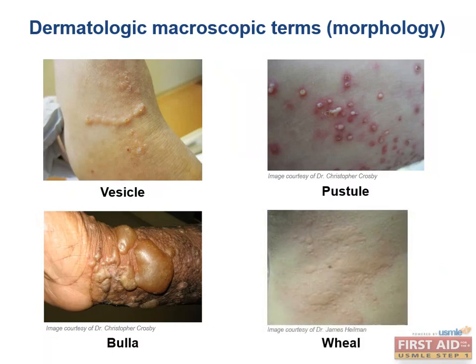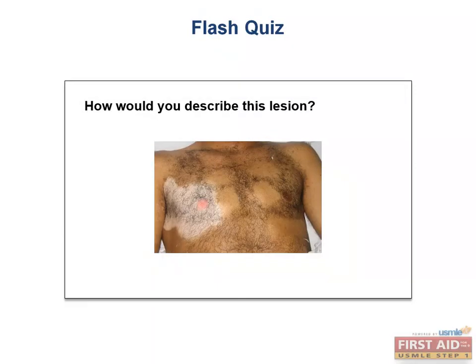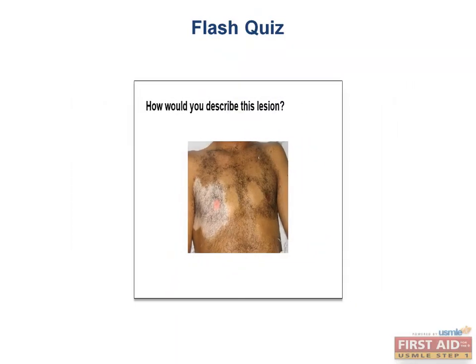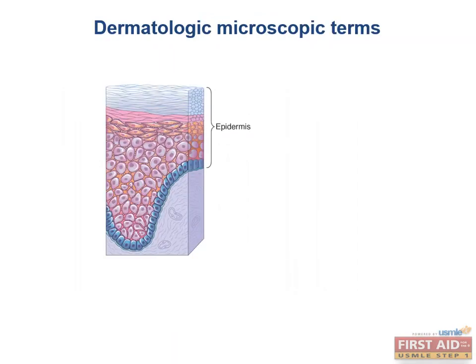A wheal, on the other hand, is a vesicle that appears transiently. What is a common cause of a wheal? Usually a hypersensitivity reaction, like hives. Let's have a flash quiz. How would you describe this lesion? It's a patch.